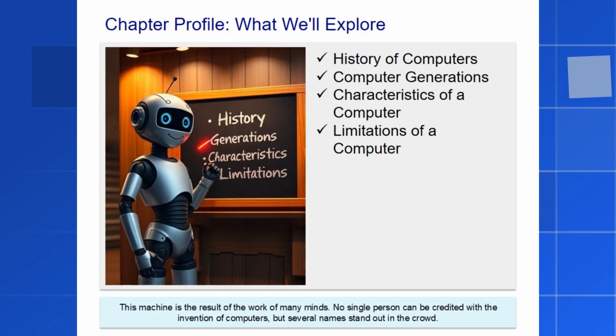In this chapter, we're going to explore four main areas. First, we'll learn about the fascinating history of computers, understanding that no single person invented them. Then, we'll dive into the different generations of computers, seeing how they changed over time. After that, we'll discuss the amazing things computers can do, their characteristics, and finally, we'll look at some of their limitations. Here's a fun fact.